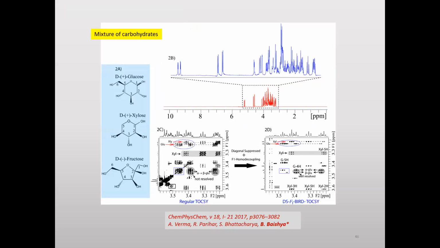Next. So these were also applied on a mixture of carbohydrates. You can see from the comparison of the two spectra, the diagonal is absent in the diagonal suppressed F1 BART toxi on the right, and the multiplets which are overlapped on the left are well resolved along the F1 dimension. For example, the xylose, glucose, or the alpha glucose, beta glucose signals are very well resolved in F1 BART toxi, but they are not properly resolved in the regular toxi experiment.